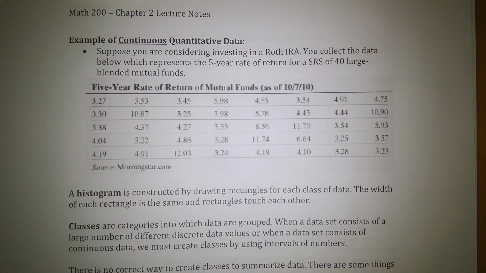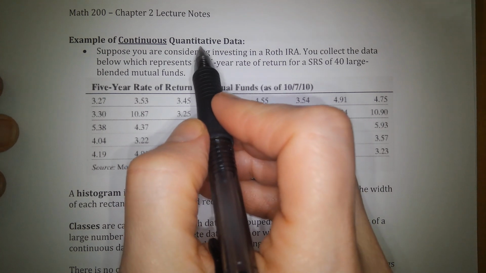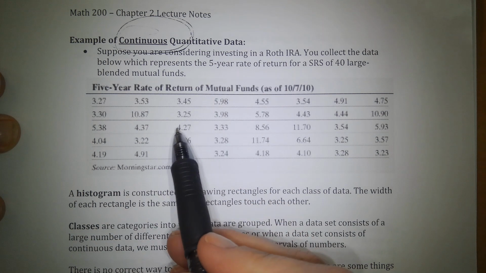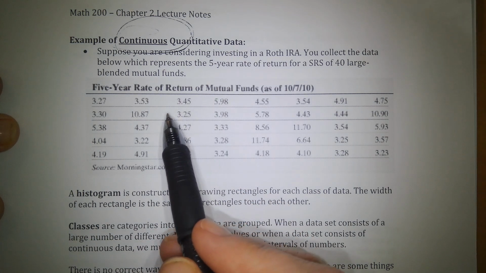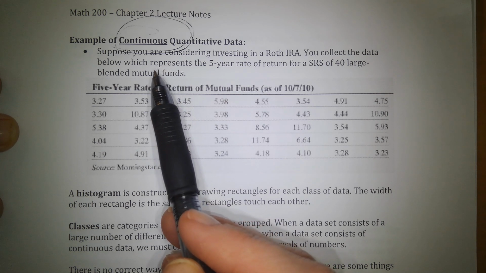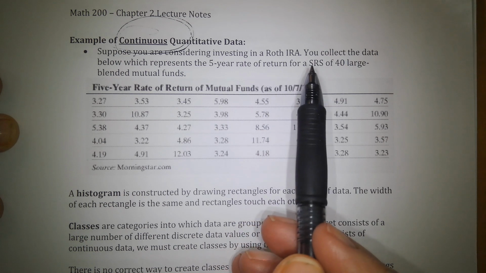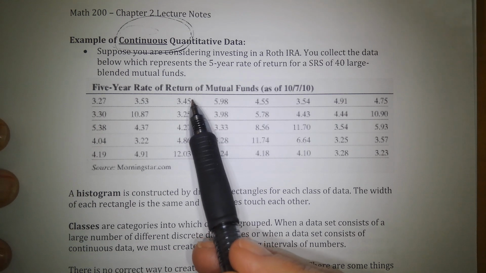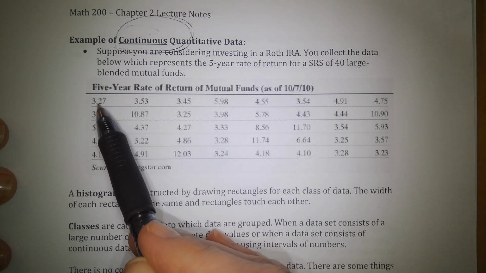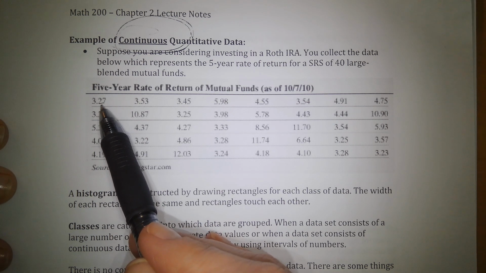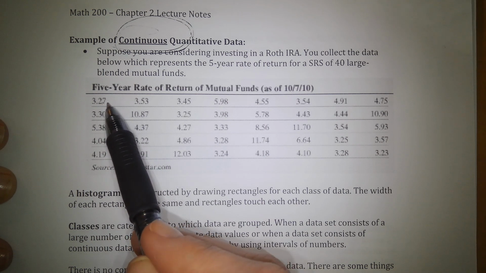Now in this next example on the next page, we're still talking about quantitative data, but now we're moving over to continuous data. Remember, continuous data means it's not countable. So suppose I'm considering investing in a Roth IRA, and I'm going to collect the data which represents the 5-year return of a simple random sample of 40 large blended mutual funds. And these are the rates of return. In one particular 5-year rate of return, I got 3.27% back on my investment. Of course, this investment has a large amount of decimals after that.